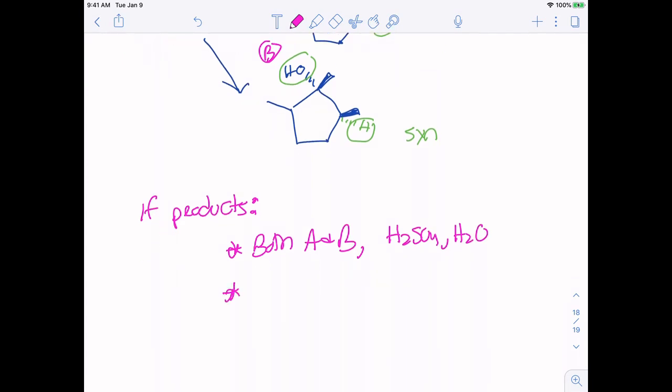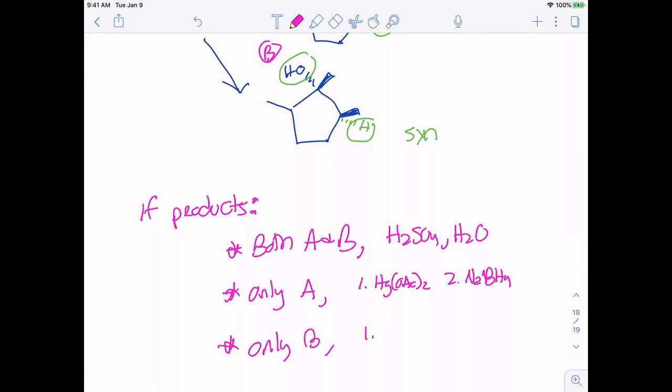If only A is our anti, we're using our mercury 2 acetate and sodium borohydride, right? That's going to be what goes on the arrow. If only B, then we're using our hydroboration oxidation reagents. So BH3THF. Again, if you forget the THF, that's fine. We do need the 1 and the 2 again. I will take off if you forget those numbers there. And hydroxide.